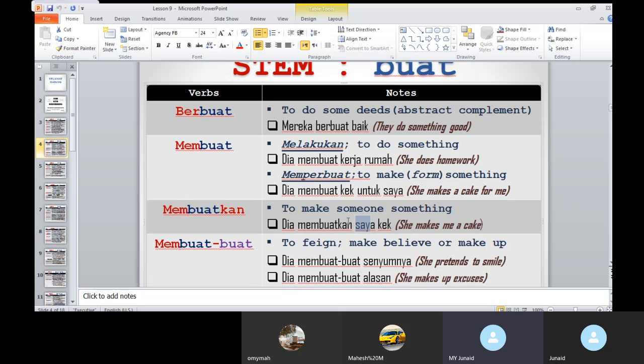But here, membuat, the first object is the thing, and then the second object you have to put for, untuk saya. Dia membuat cake. Because without this phrase, dia membuat cake, she makes a cake, that's enough. That's an independent sentence. But when you say, dia membuatkan saya, the sentence doesn't complete yet. So you have to put the second object. Dia membuatkan saya cake.